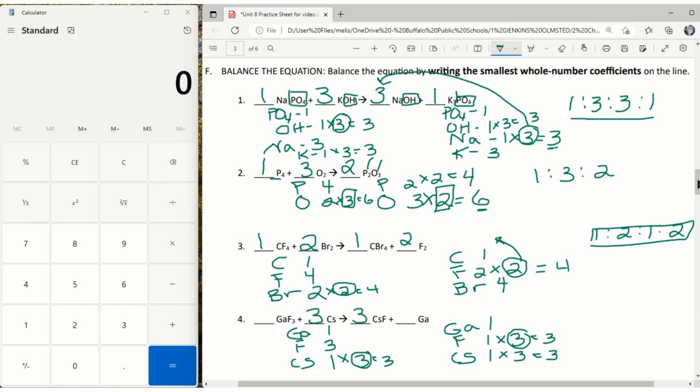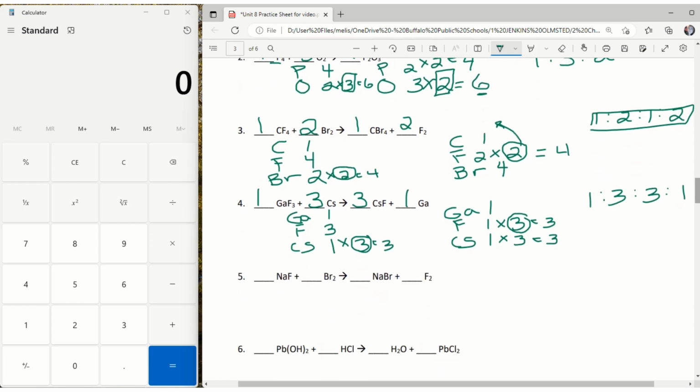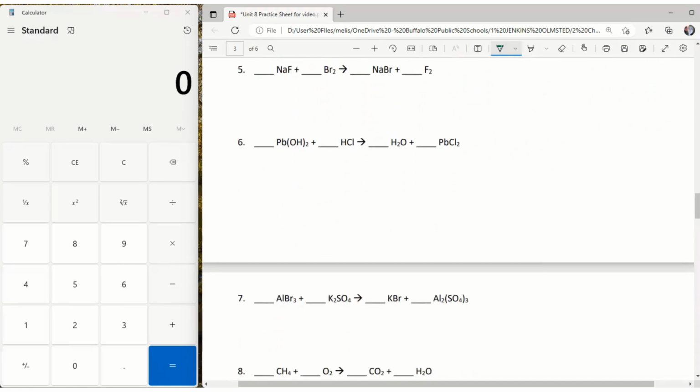So I have 1 GA, 1 GA, 3 F's, 3 F's, 3 CS's, 3 CS's. What do I put in the blanks? 1's. And then I check the ratio. 1 to 3 to 3 to 1. And no, I cannot divide those by anything other than 1. All right, so let's continue right here.